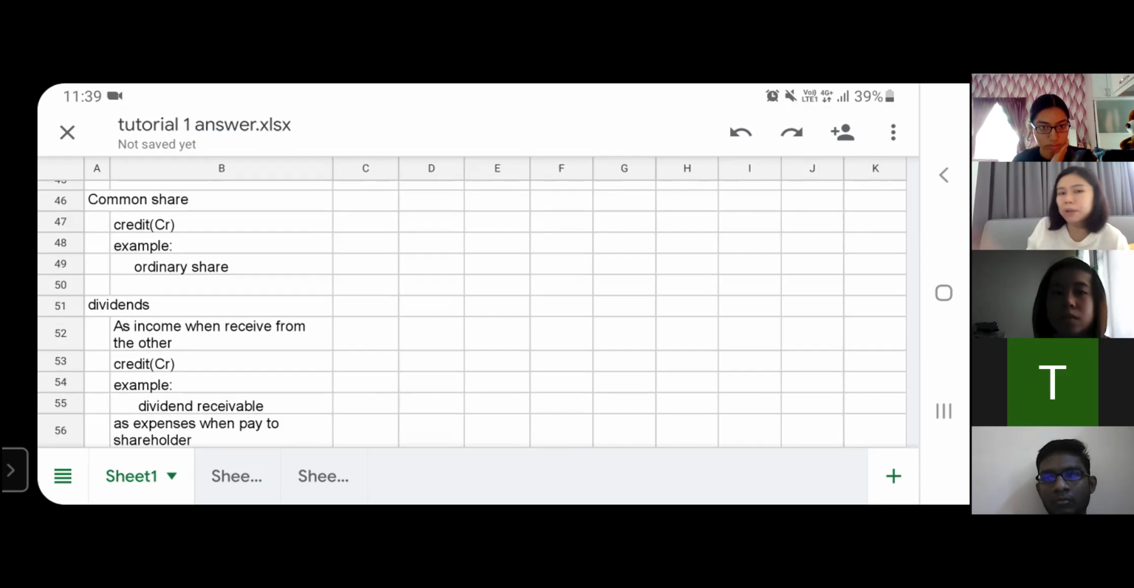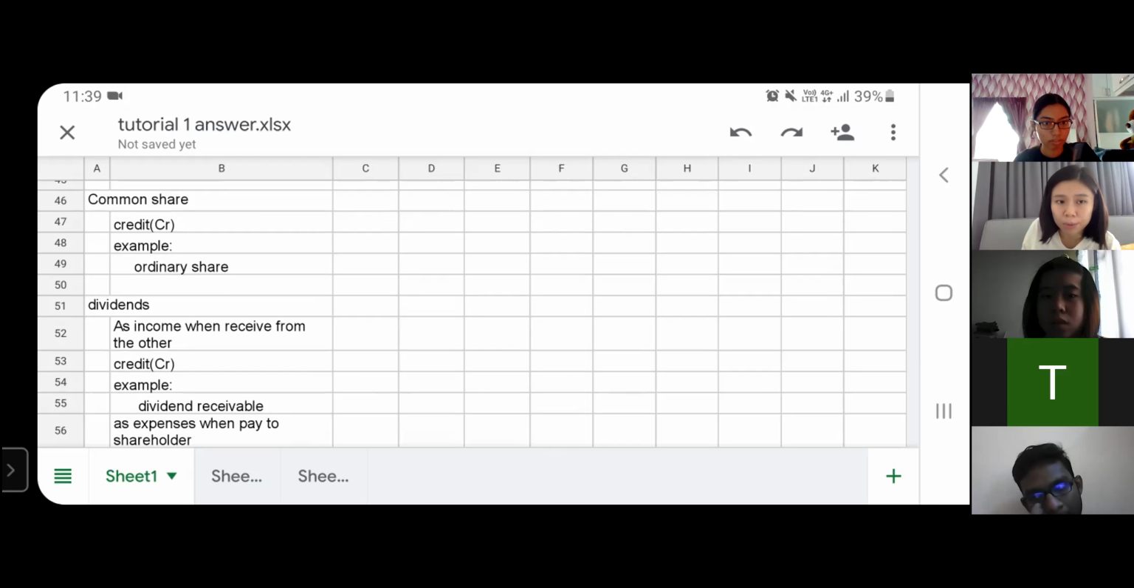Normally a company will only have ordinary share unless it wants to issue preference share. So these are the differences. Both are common share under equity. Okay, you can move on to dividends.